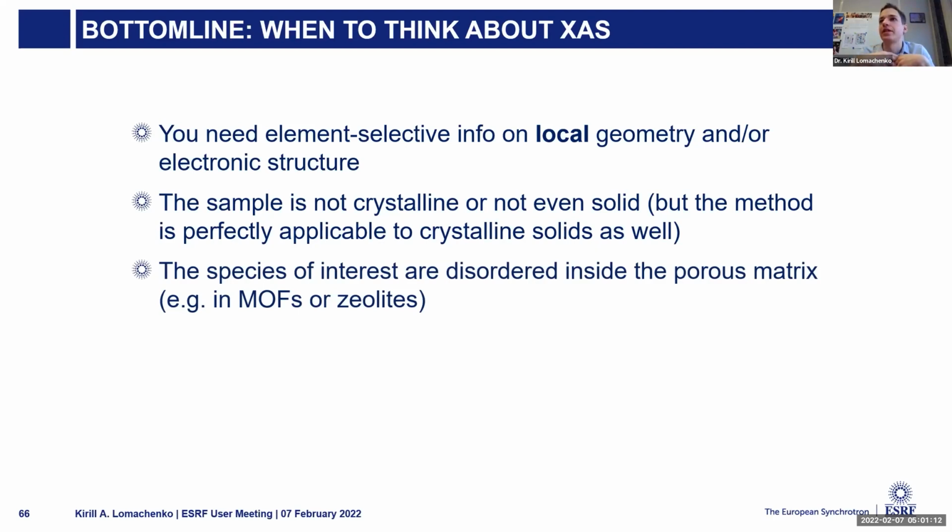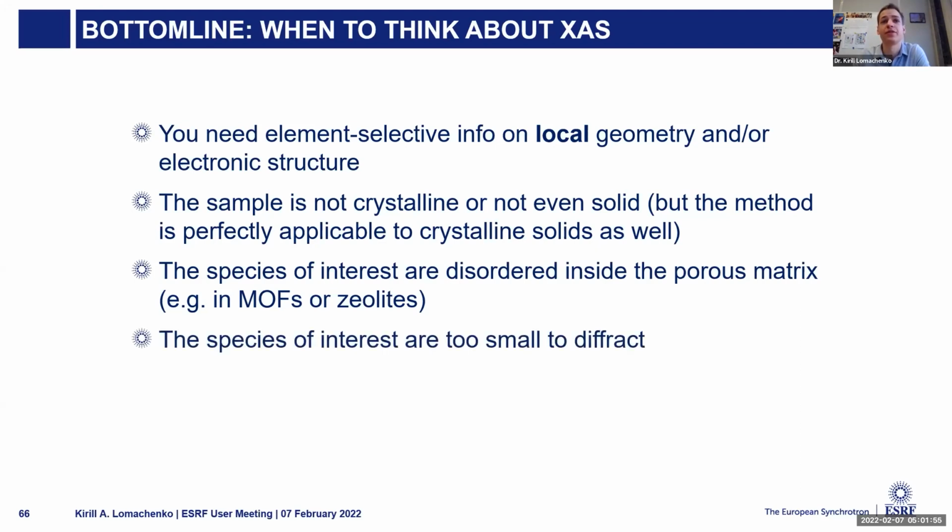Sometimes the species of interest that you look at can be disordered inside the matrix, in a porous matrix, like metal ions inside zeolites or metal ions inside MOFs. So the whole thing is crystalline and nice, but the active sites, those that you are most interested in, can be disordered and can be very few. So you would not see them at all in diffraction, for example. So in this case, XAS can be very helpful because you can look only at this species, exploiting the element selectivity of the technique.